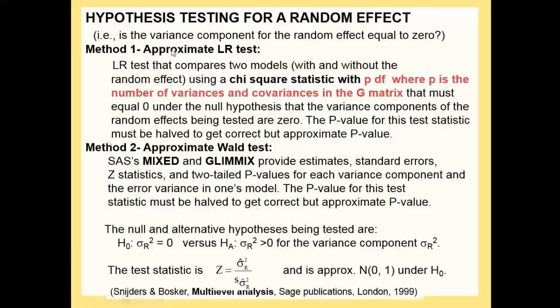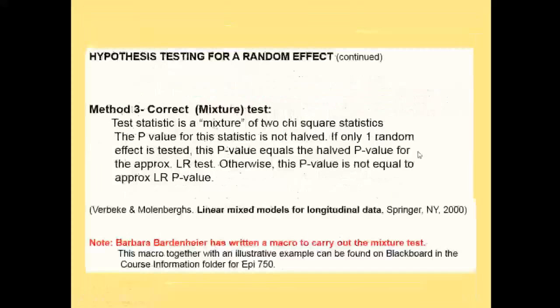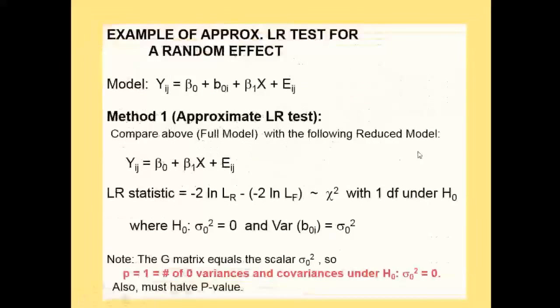Okay. Method 1, an approximate LR test. Now method 1 is an easy thing to understand too. It's an LR test that compares two models, with and without the random effect, using a chi-square statistic, not an F statistic, with p degrees of freedom, where p is the number of variances and covariances in the G matrix that must, this is where it's a little bit weird, must be equal to 0 under the null hypothesis that the variance components of the random effects being tested are 0. The p-value for this test must be halved. Now let's look at an example of method 1.